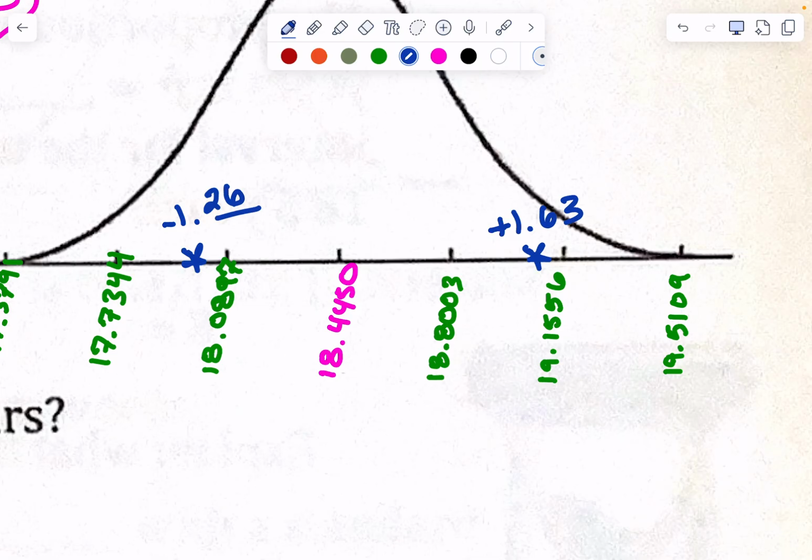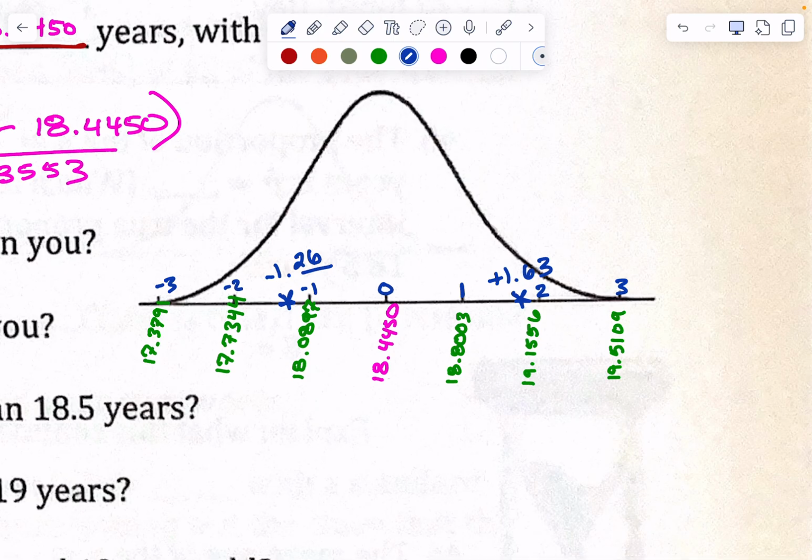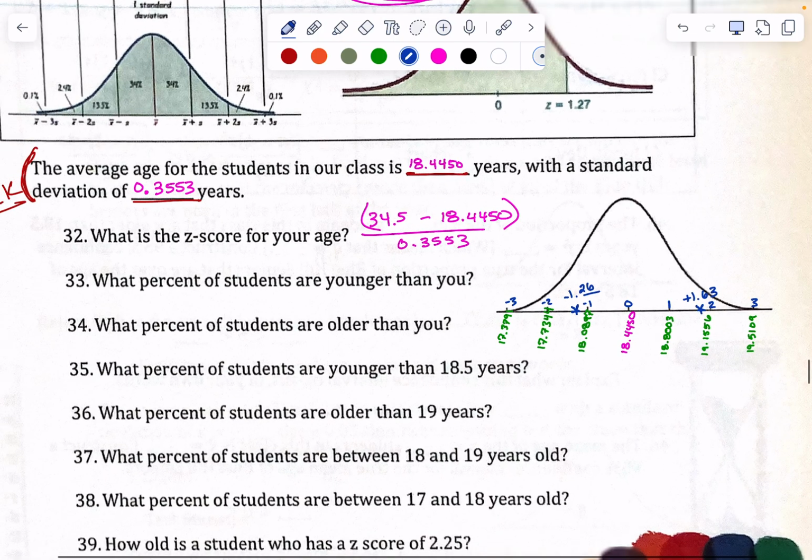Each one of those ticks is how much? One. Yep. Each one of those ticks is 1. So this is where 0 lives. This is where 1 lives. This is where 2 lives. This is where 3 lives. Negative 1, negative 2, negative 3. Okay? That's what those are. Got it? All right. So yours will be different.